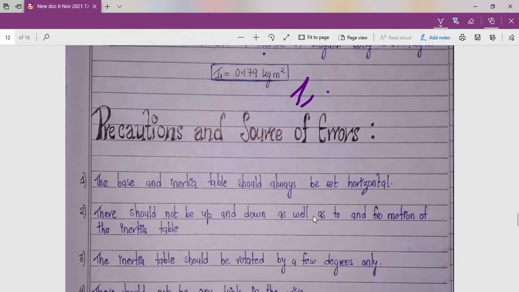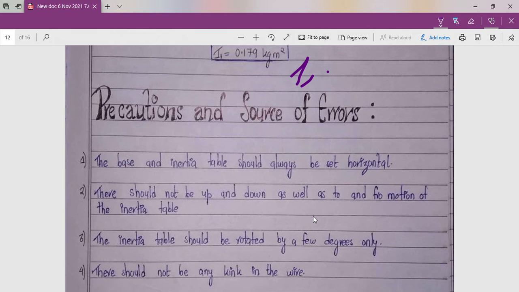Precautions and sources of errors. Here are the points to remember before performing our experiment. It is good to have a look firstly at the precautions part. Number A. The base and inertia table should always be set horizontal. B. There should not be up and down as well as to and fro motion of the inertia table. It means the inertia table should be kept level, not in up and down motion.